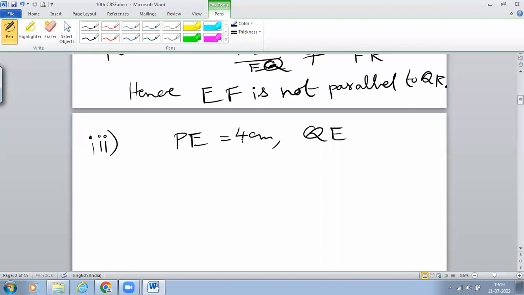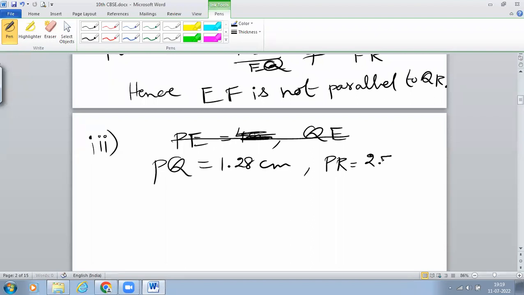Okay. Now in the third subdivision, listen ma, I'll write the given data. PQ is equal to 1.28 centimeter, PR is equal to 2.56 centimeter, and PE is equal to 0.18 centimeter, and PF is equal to 0.36 centimeter.